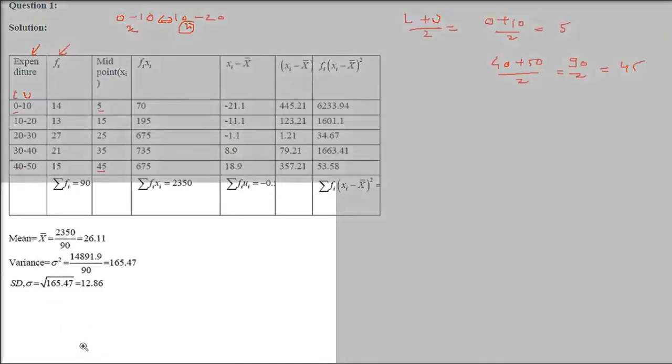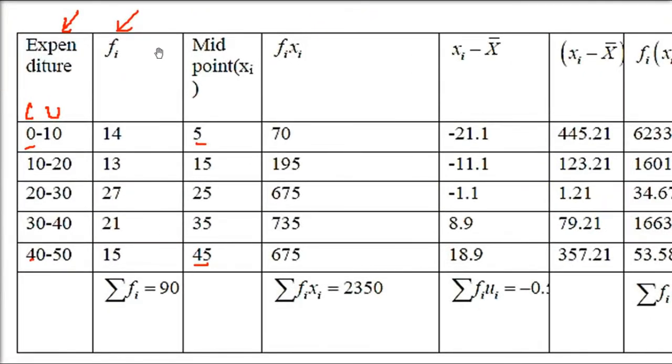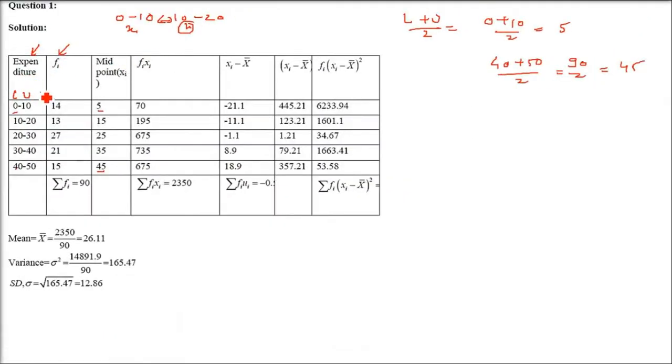Now the frequency. The best thing is always to number the columns, then it will be easy for you to understand. There are 7 columns here: the frequency is the second column, and the third column is lower plus upper by 2. Now multiply the second and third columns because we need to find the mean, and for that we need sigma fx. So f into x: 14 into 5 is 70, 13 into 15 is 195, 15 into 45 is 675, like this.